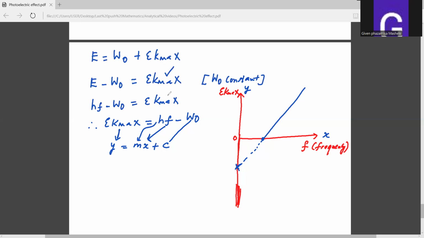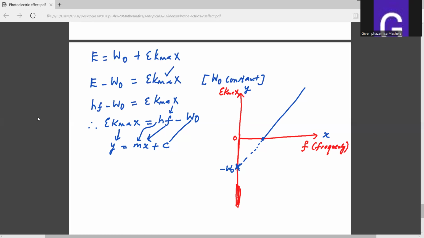Then how about the minus W naught? It is the y-intercept, where we said we need the value of y when x is 0. What is the x? X is the frequency. So if we put 0 where there is frequency, the EK maximum will be negative. So this is our W naught here, negative. So this is our y-intercept.